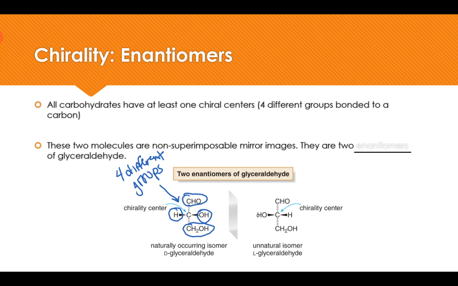These are enantiomers. Enantiomers are mirror images of each other that are not superimposable. That means that we cannot rotate them and sit them on top of each other where they all line up. These will not line up on top of one another no matter how hard we try to rotate them. But they are mirror images. So that means that this set are mirror images of each other.